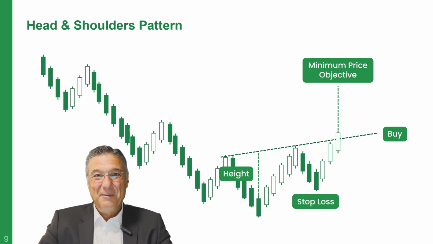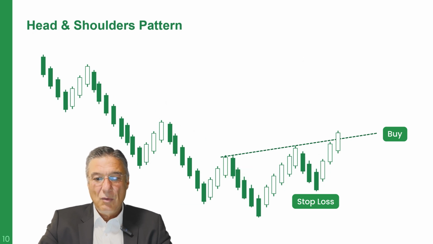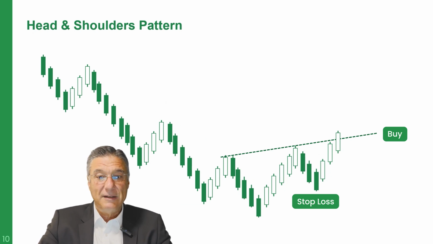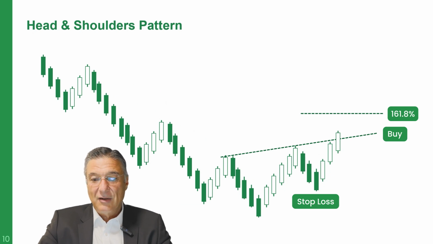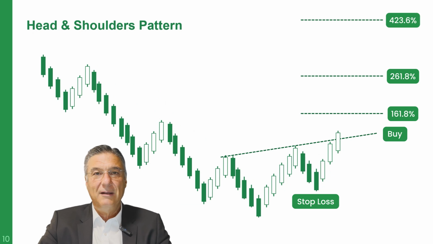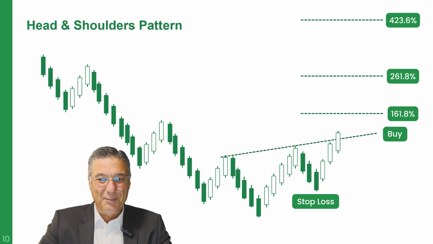Another way of taking potential profit is by using the Fibonacci extensions. So once again, we place a buy order right above the neckline, a protective stop loss right below the right shoulder, and of course we use the Fibonacci extensions for potential profits. Right, the first one is 161.8%, where we can take part of our profits. Then we close another part of our position at 261.8%, and finally 423.6%, where we can close the remainder of our position.